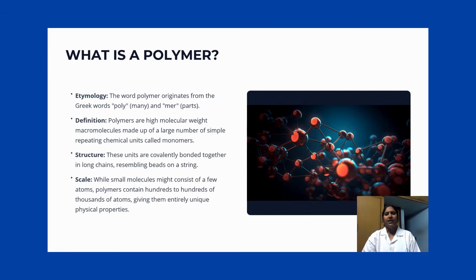What is a polymer? The word polymer originates from Greek words: poly means many and mer means parts. Definition: polymers are high molecular weight macromolecules made up of a large number of simple repeated chemical units called monomers. These units are covalently bonded together in long chains resembling beads on a string. While small molecules might consist of a few atoms, polymers contain hundreds to hundreds of thousands of atoms, giving them entirely unique physical properties.